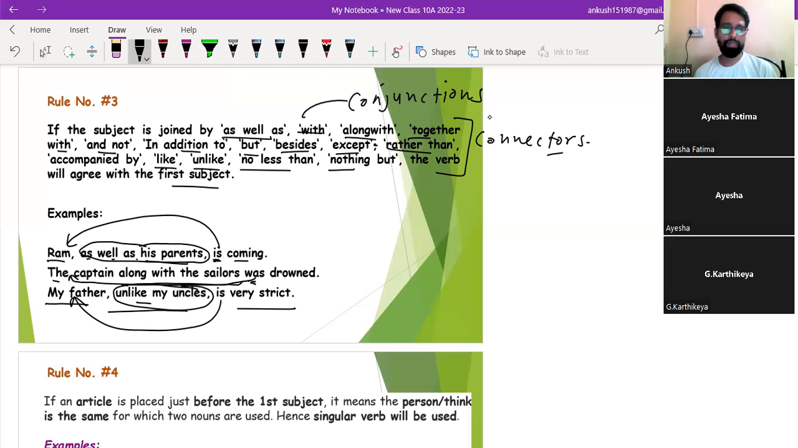For example, let us take this first one. Ram as well as his parents, suppose here it would have are. Ram as well as his parents are coming. That would have gone wrong. Why? Because here are is referring to his parents only, but not Ram. Understood? So Ram would be excluded from the subject, isn't it? That is why in such cases where connectors or conjunctions are used to join subjects, we use the verb which agrees with the first subject. Did you get it? Yes, sir. Okay.